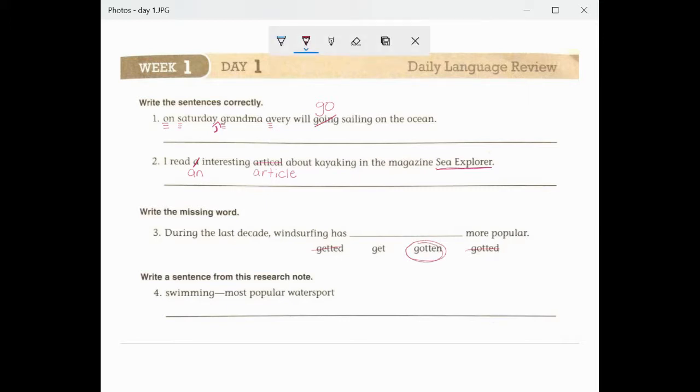And then the last one, number 4, I want you to write a sentence about swimming being the most popular water sport. You can add words, make it more interesting, make it an actual sentence that has like a capital letter at the beginning and appropriate punctuation at the end. So those are all the corrections.